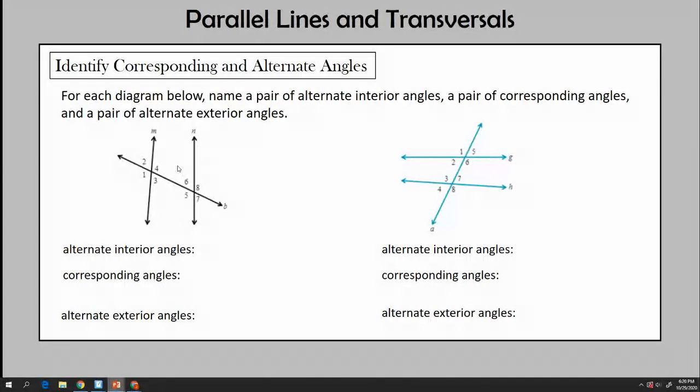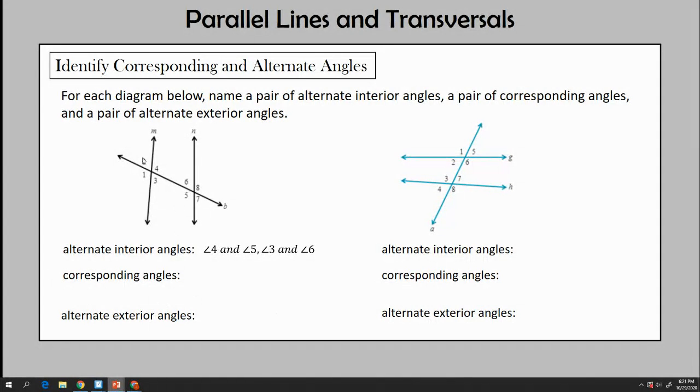For alternate interiors, first of all, let's identify in this case what are the interior and exterior angles. The transversal now is running this way through these two lines. The interior will be right here. 3, 4, 5, and 6 are between the lines. 1, 2, 7, and 8 are outside of the intersection. So those are your interior and exterior. Alternate interior means opposite sides of the transversal, so you can pick 4 and 5, or you could pick 3 and 6. 4 and 5 are a pair. 3 and 6 are a pair.